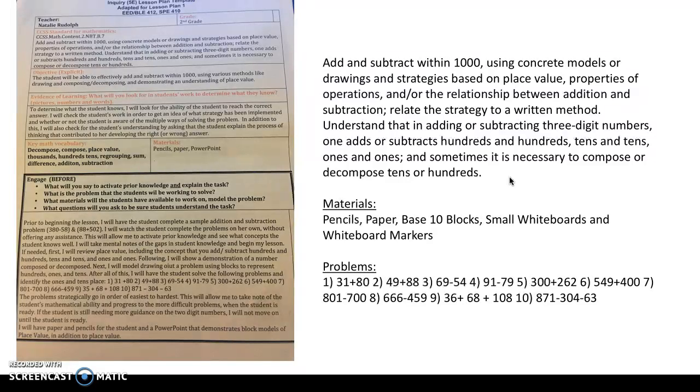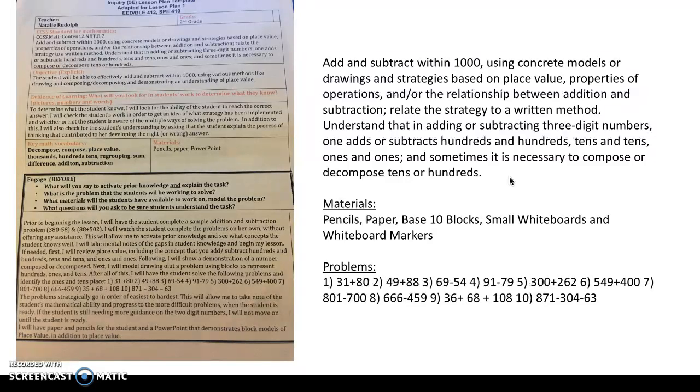My lesson plan was drafted around having the student complete a sample subtraction problem, 350 minus 58, on her own, so I could determine prior knowledge and understanding. Then a review of place value, a review of composing and decomposing numbers, and a model demonstration of a problem using blocks to represent hundreds, tens, and ones. The student would then solve the following problems, which go in varying levels of difficulty from smallest to hardest, allowing me to note her mathematical ability and progress to more difficult problems when she was ready.